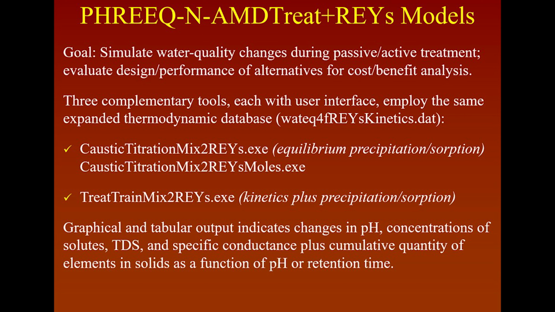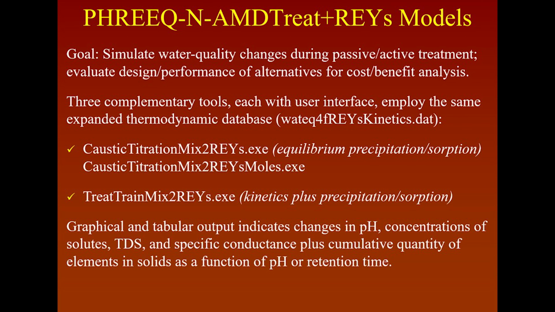The first set of models are these caustic titration models where you're basically increasing pH, potentially with different caustic agents. Maybe we use sodium hydroxide, maybe we use calcium oxide, which is lime, or maybe we use calcium carbonate, which would be something that's present in a limestone bed. The caustic titration models are equilibrium models, with instantaneous oxidation of iron, for example, or manganese, which in reality takes time. It doesn't happen instantaneously.